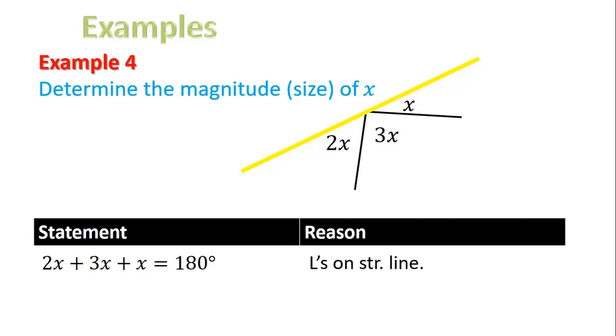Now I do basic equations to figure out how big x is. So 2x plus 3x plus x gives me 6x, and that equals 180 degrees. Now, I don't want to know what 6x is, I want to know what x is by itself. And to do that, I divide both sides by 6. So 6x divided by 6 is just x, and 180 divided by 6 is 30 degrees. And so x is equal to 30 degrees.